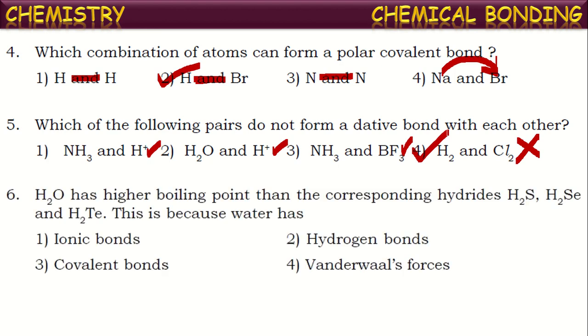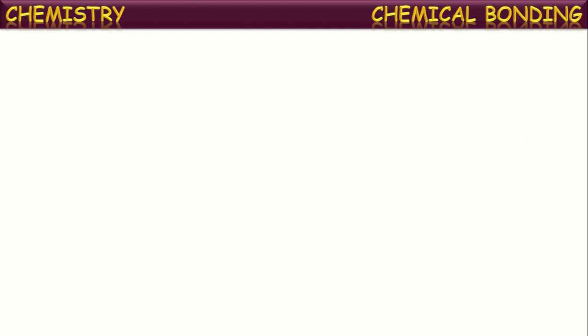Next, H2O has a higher boiling point than the corresponding hydrides like H2S, H2Se and H2Te. This is because water has one more special kind of bond, which we call hydrogen bonds. Because of the presence of hydrogen bonds between the water molecules, water has a higher boiling point than the remaining hydrides of sixth group elements. That is because of the existence of hydrogen bonds between the water molecules.